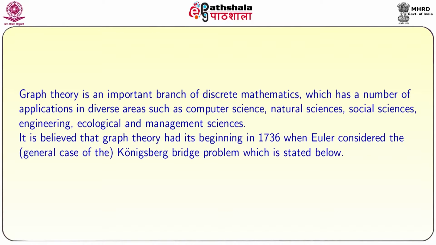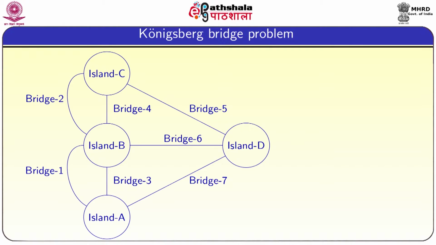It is believed that graph theory had its beginning in 1736 when Euler considered a general case of Königsberg bridge problem, which is stated below. If you look at the diagram, here we have 4 islands, island A, island B, C and D, and these 4 islands are connected by 7 bridges. There is a bridge 1 between island A and island B, also bridge 3 also connects between island A and B, and bridge 2 is from B and C. So like that these 7 bridges are connected.